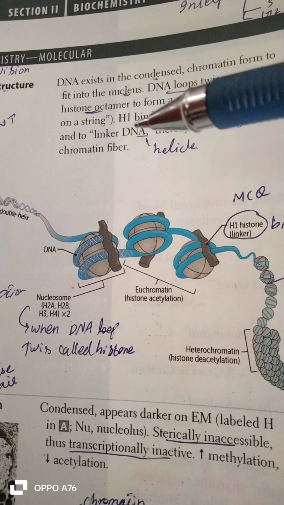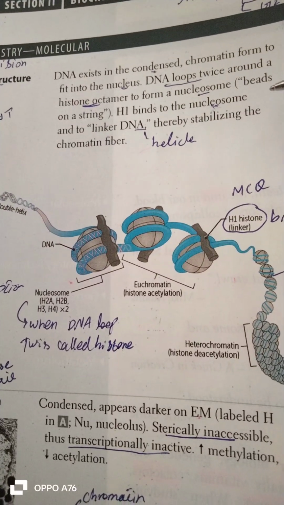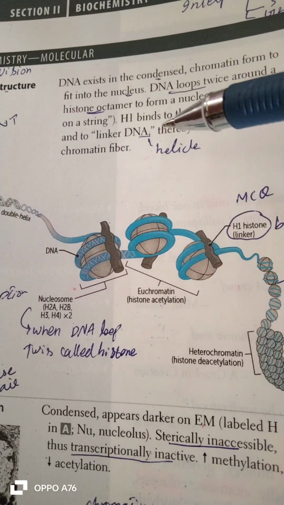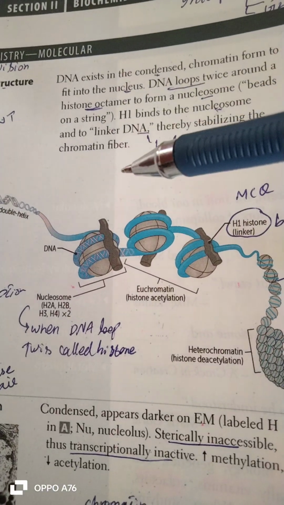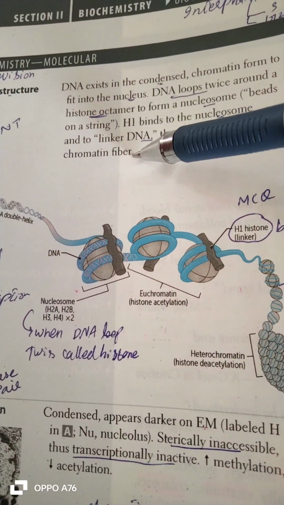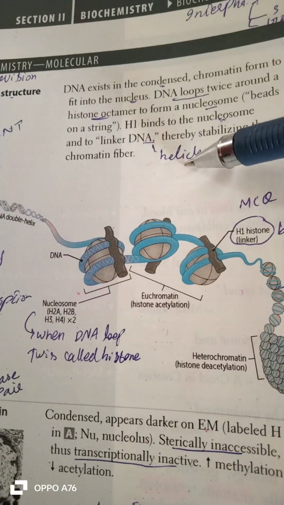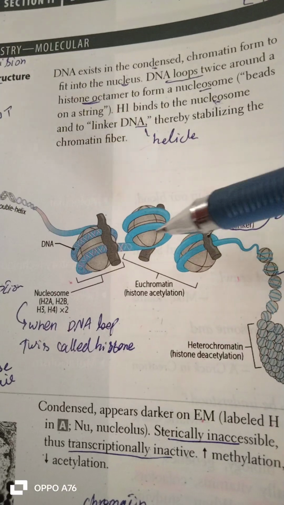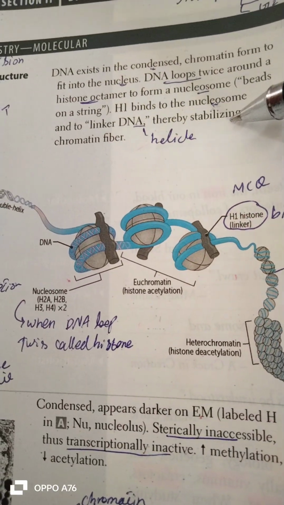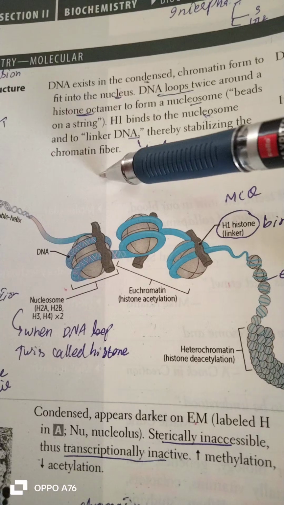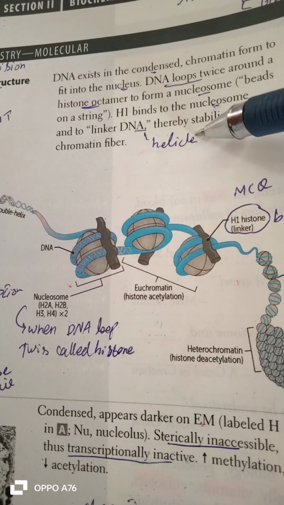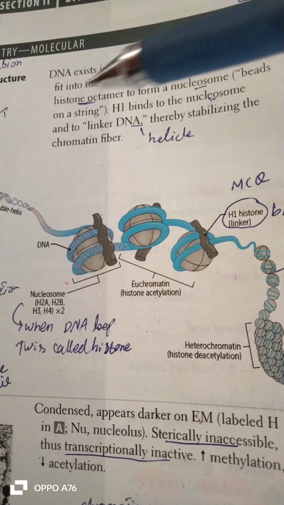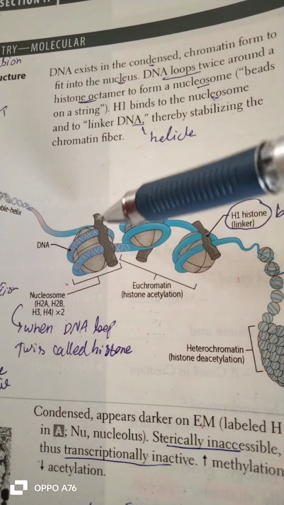DNA loops twice around the histone core of the nucleosomes, the beads, and H1 binds to the nucleosome and the linker DNA, thereby stabilizing the chromatin fiber. This is a DNA linker. It's helical like this. The protein here is the H1 histone linker, and it stabilizes the chromatin fiber. There is only one simple thing: the DNA loops twice around the histone. This is the twice around the histone.